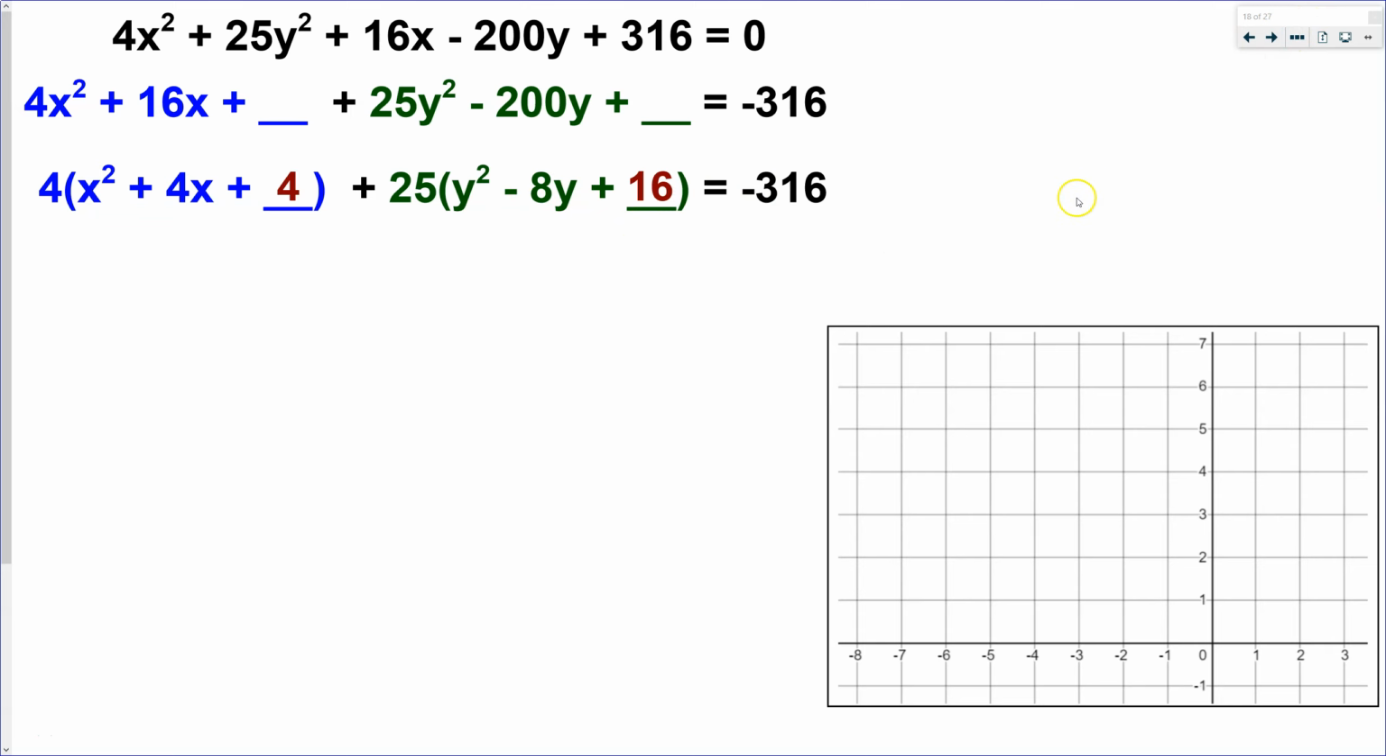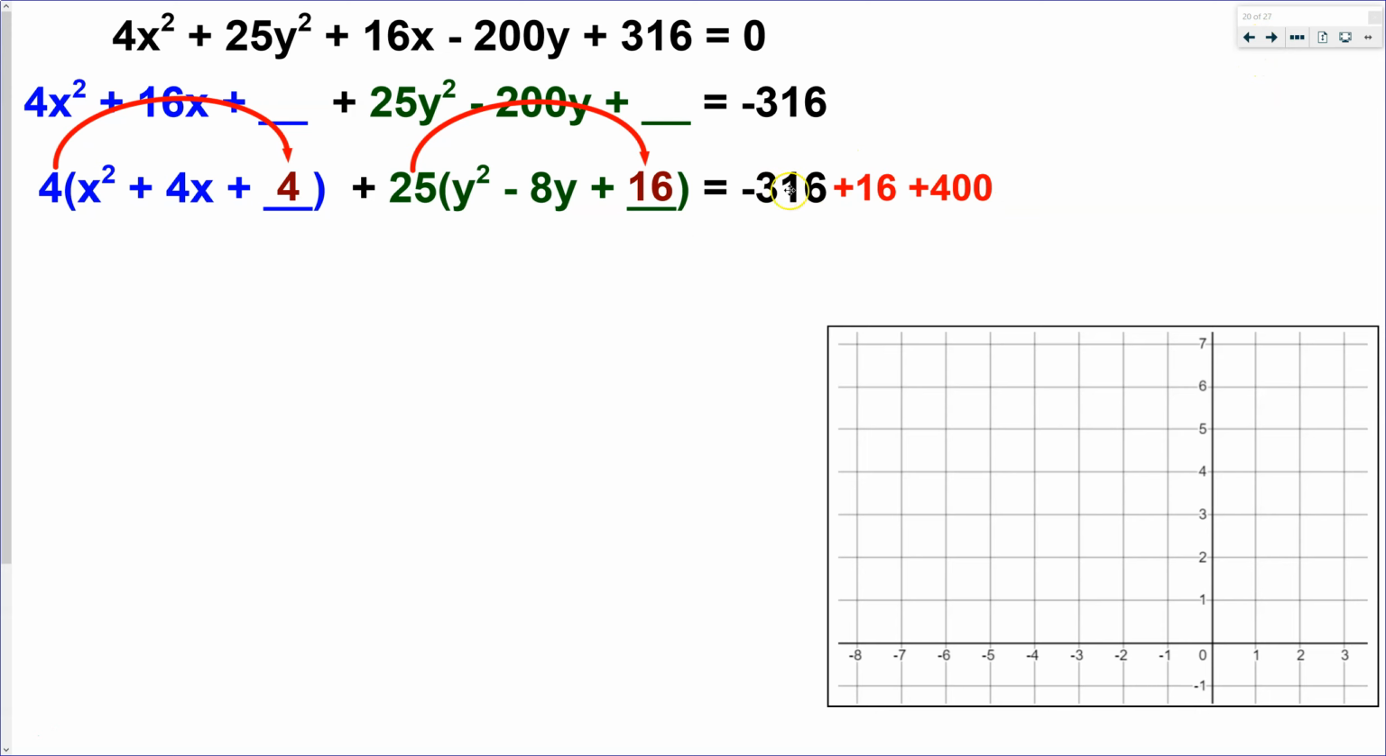And then now we have to balance the equation. So we added some stuff over on the left-hand side, so we need to counteract that on the right-hand side. So how much did you add to the left-hand side? Well, you have to take each of the coefficients and multiply it by what you just filled in the blank with. So we'll get 16 there, and 25 times 16, I believe that's 400. So we'll have to add 16 and 400 to the right-hand side. And then we can start consolidating stuff.